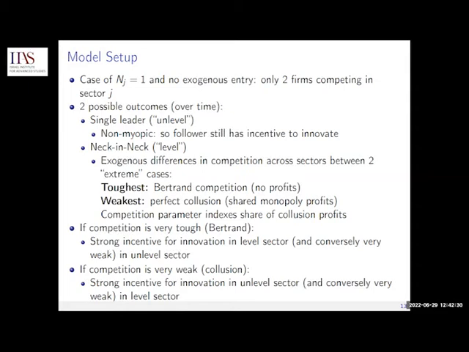And this is going to be very different. Across my different sectors, my incentives to innovate are going to be reversed depending on whether you're level or unlevel, and whether you're in the Bertrand or the collusion case. So in competition, if I'm the follower, I still have an incentive to innovate because I go from 0 to half of the profit. But I have the same incentive even when I'm neck and neck, because then I go from half the monopoly profits to full. Yes, but not as much.